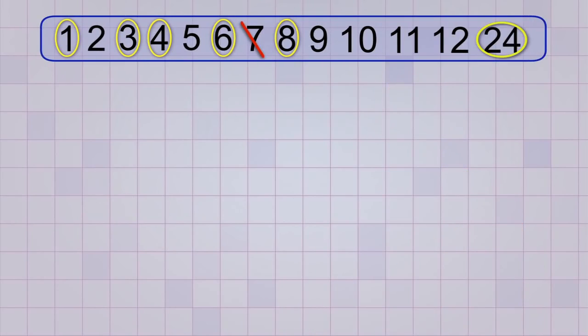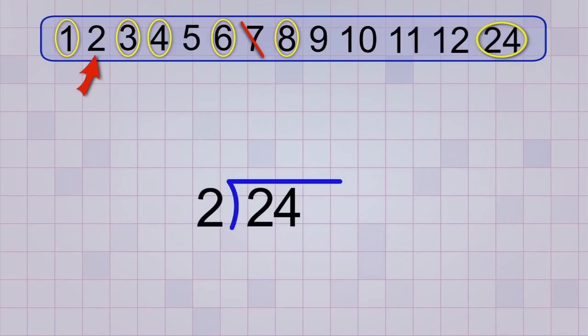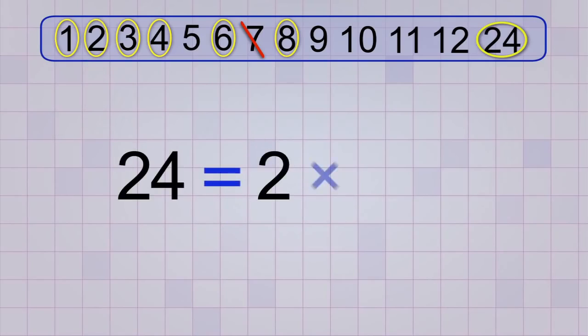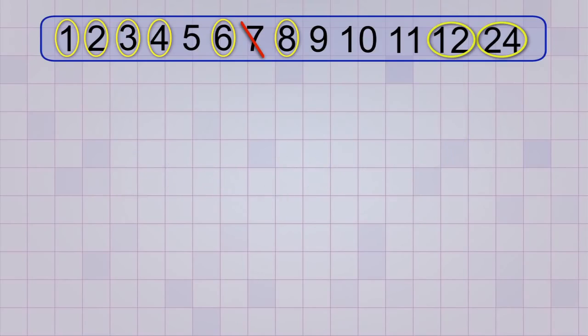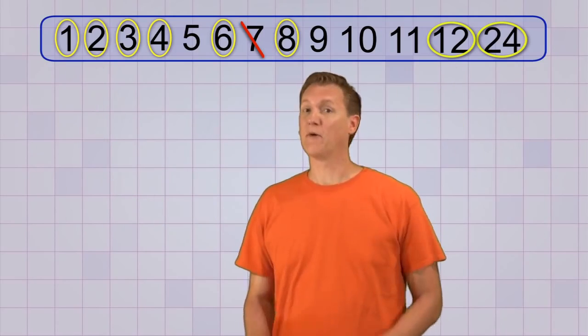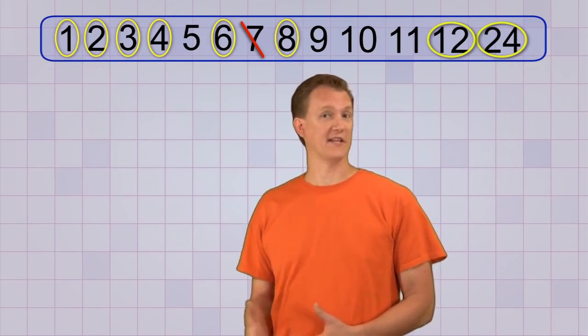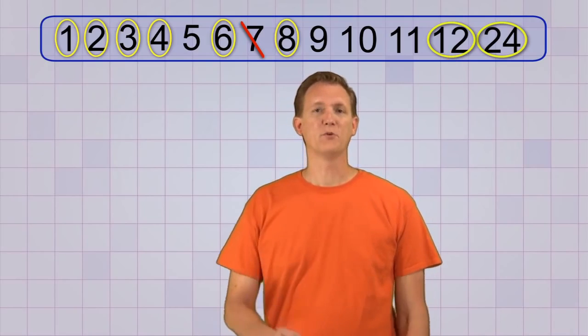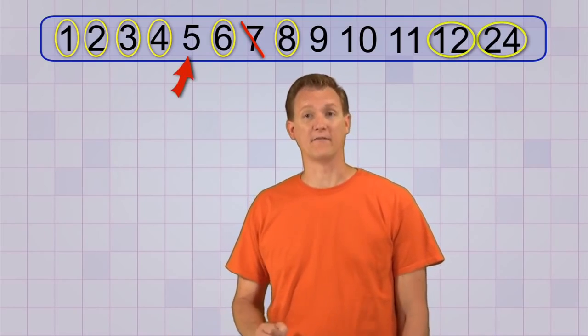Now let's move on and test 2. If we divide 24 by 2, we get 12. So yes, 2 is a factor because it divided evenly. You can factor 24 into 2 times 12. That means that we can also circle 12 as a factor of 24. So, anytime you do a divisibility test and the number you're checking passes the test, then the answer you get from dividing will also pass the test. It will also be a factor. That will speed things up because we know we don't have to test 12. Okay, let's move on to the next number we haven't checked, 5.